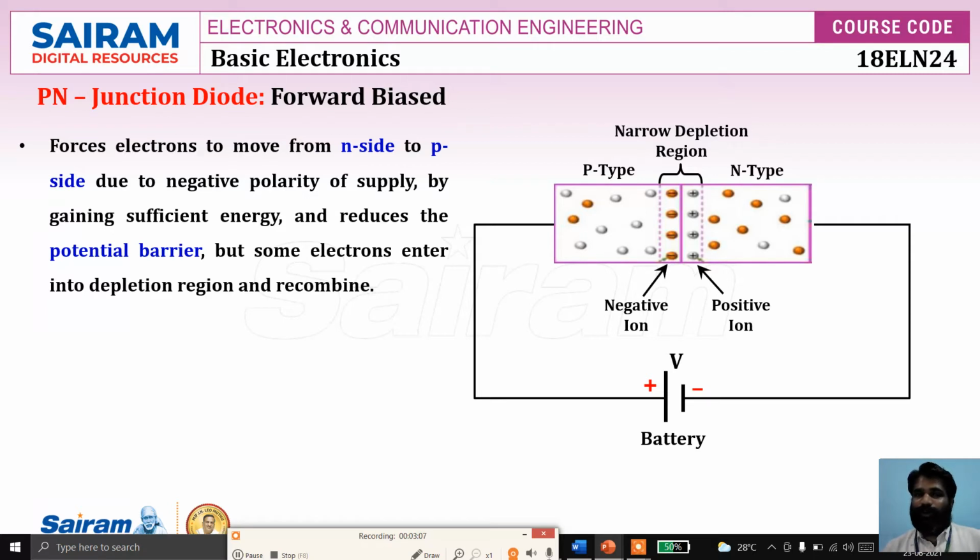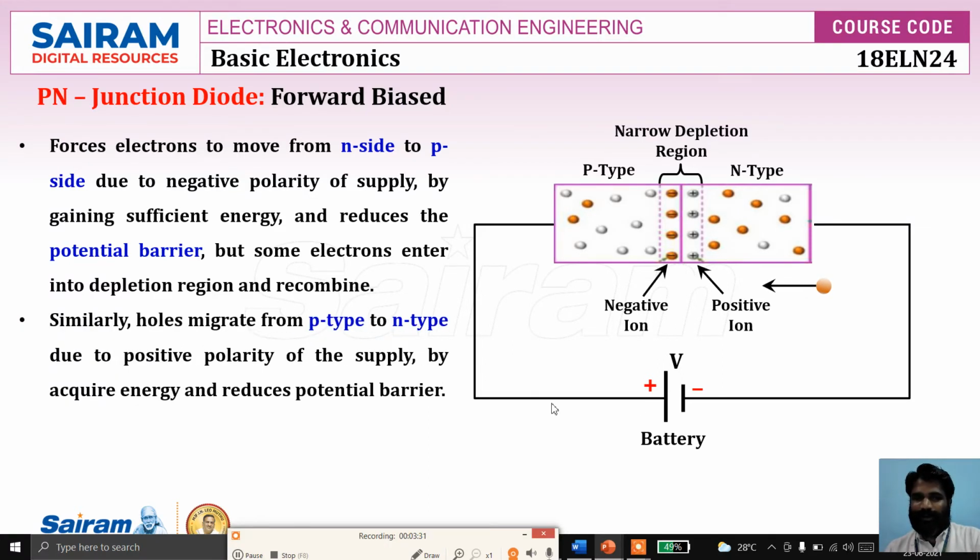The supply forces electrons to move from the N side to the P side due to the negative polarity of the supply, by gaining sufficient energy and reducing the potential barrier. But some electrons that enter the depletion region combine and it becomes a positive ion. Similarly, by gaining sufficient energy from the positive source, holes from the P type move towards the N type, but still some recombine. That is why we have a narrow depletion region compared to the unbiased.